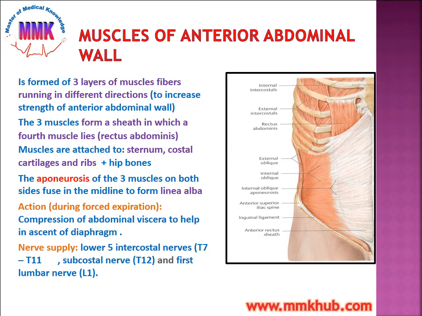The aponeurosis of the 3 muscles on both sides fuse in the midline to form the linea alba. These muscles act during forced expiration by compressing the abdominal viscera to help in the ascent of the diaphragm. The nerve supply is from the lower 5 intercostal nerves from T7 to T11, the subcostal nerve T12 and the first lumbar nerve, L1.